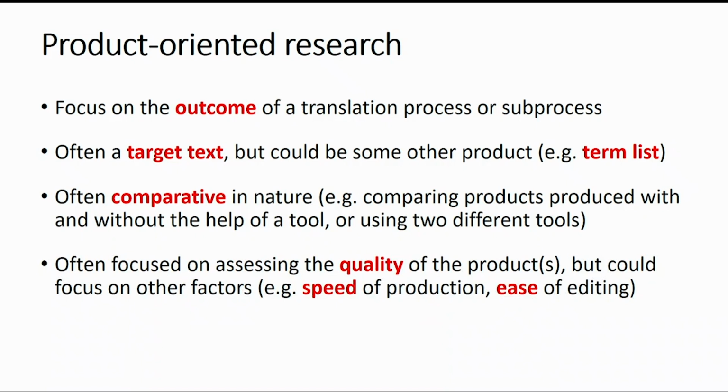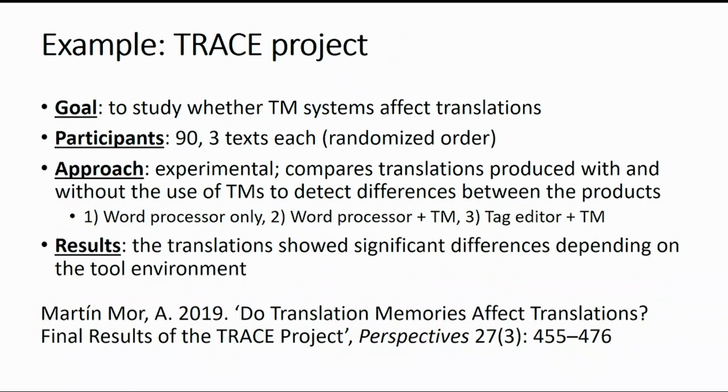So for each of these orientations, I've picked just a couple of examples from the literature that show you how we might potentially investigate some things. So the first example of a product-oriented approach is something called the TRACE project. The overarching goal of this project was to study whether translation memory systems could affect translations. So they had 90 participants, and each person translated 3 texts, and the 3 texts were translated under different technological conditions.